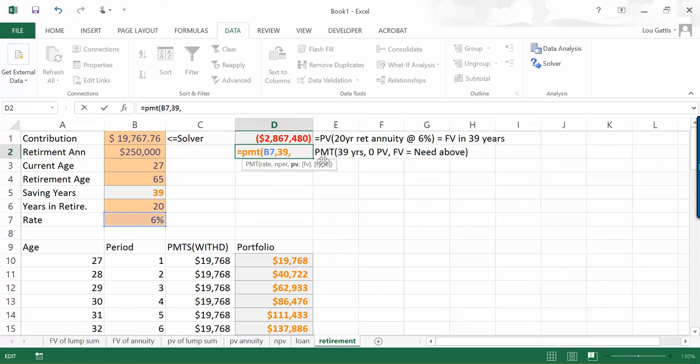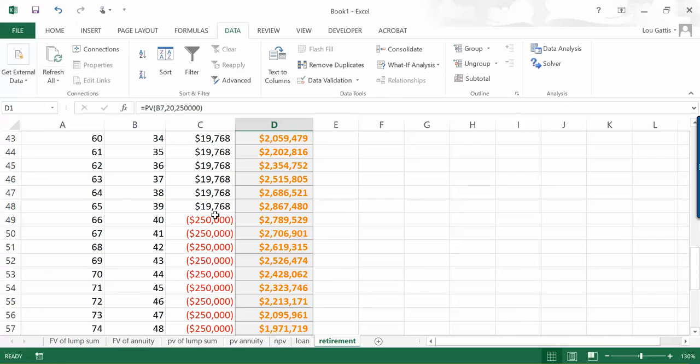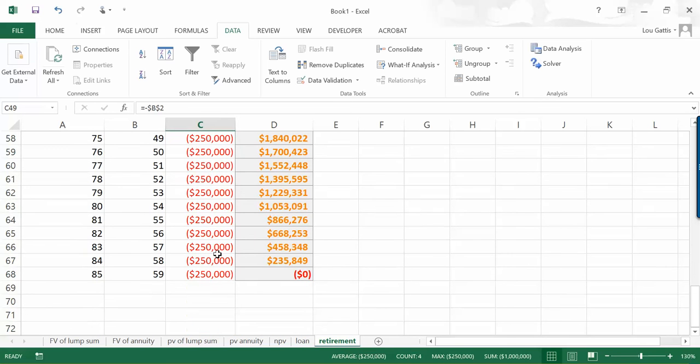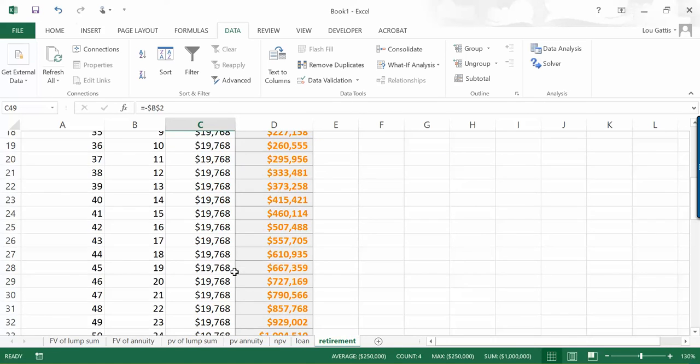And then I have no money in the bank today, but I need an amount of money worth $2.8 million in 39 years. It looks like I need $19,768 a year to generate a future value of 2.8, which will then generate that portfolio of $250,000, or that annuity of $250,000 a year for the rest of my life.